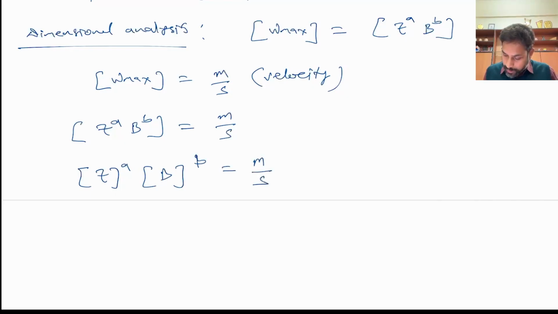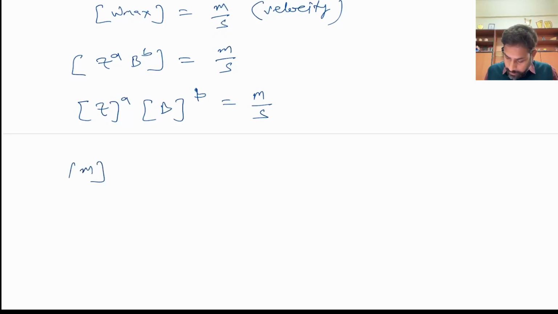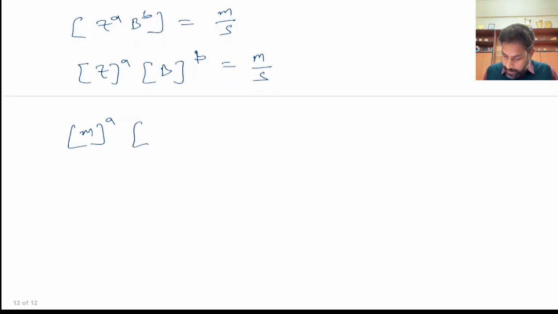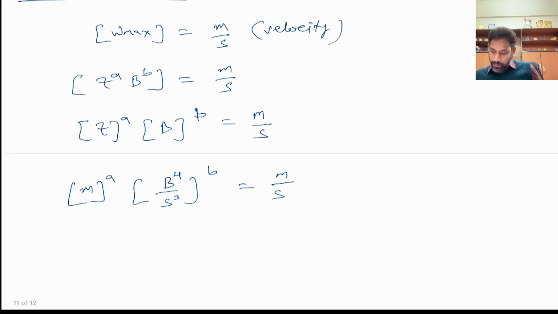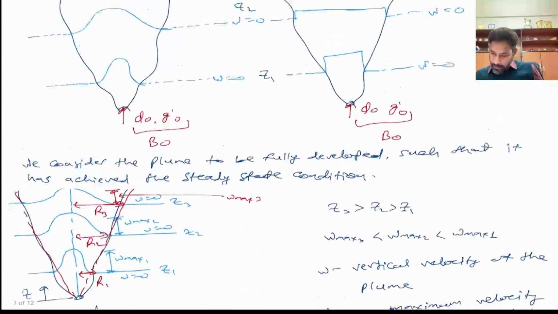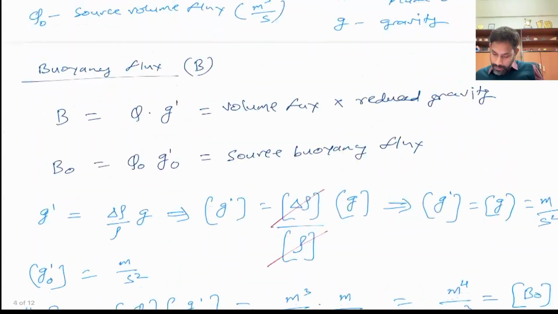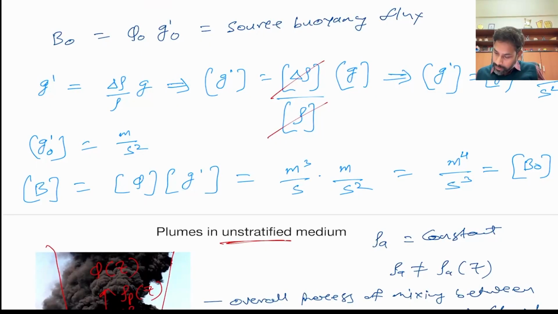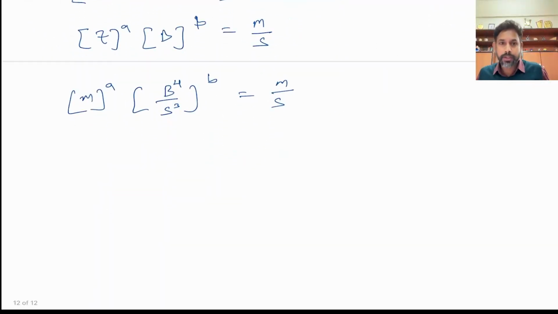Okay, and now the other thing we know is we already know the dimensions of Z and B. So Z is meter and B is meter to the power 4 second cube, right? So if we go up where we define buoyancy flux, you will see that B is meter to the power 4, this one, right? It's meter to the power 4 per second cube. Okay, so using that we put that particular dimension here, right?